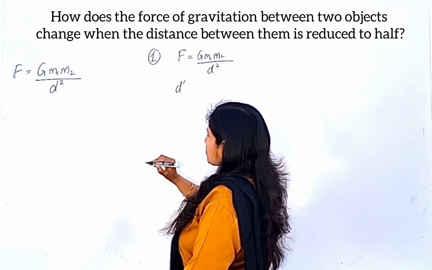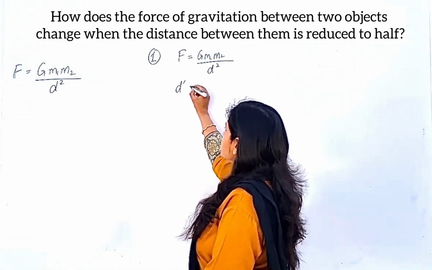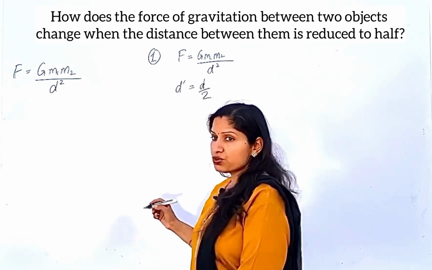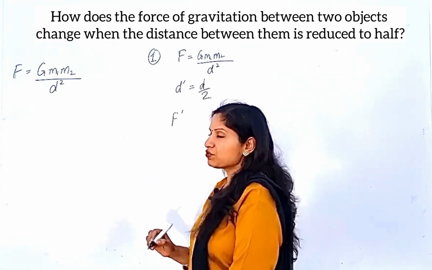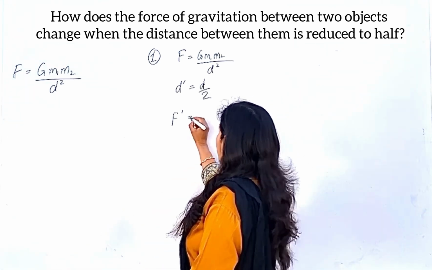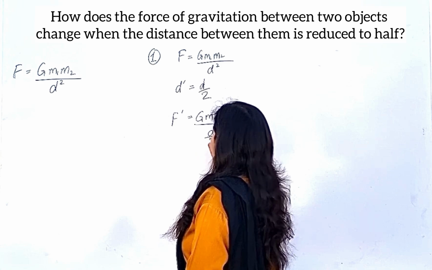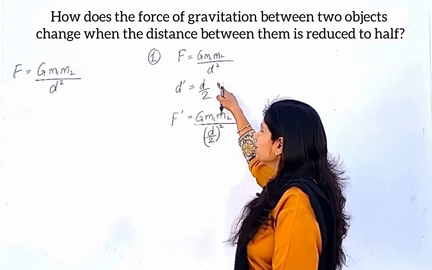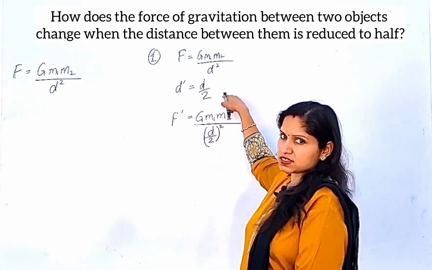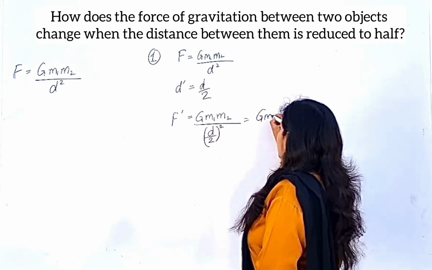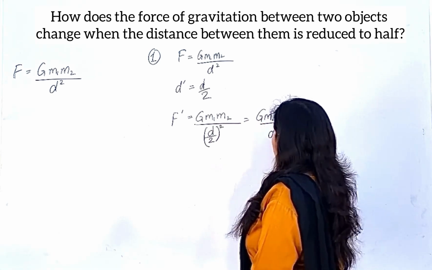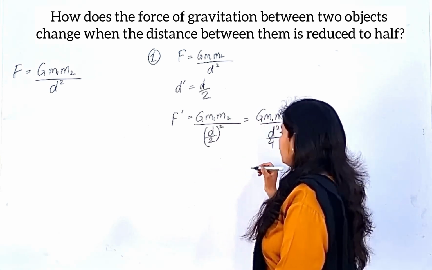Now the new distance, I'm representing it by d dash. New distance is d upon 2, it reduced to half. So what will be the new force? I'm representing that with F dash. F dash is equal to capital G m1 m2 upon d by 2 whole square because the new distance is d upon 2. So that will be G m1 m2 upon d square divided by 4.